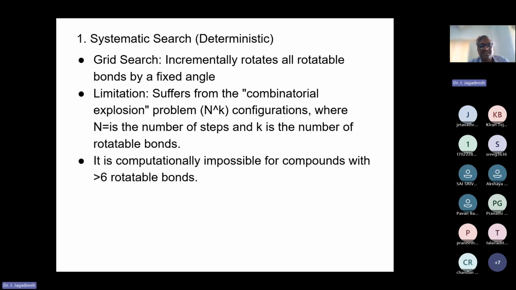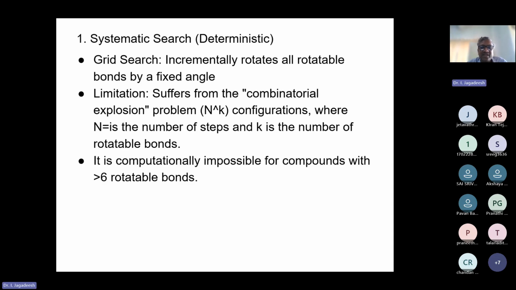The number n of steps depends upon how many angles, after how much interval of angle you want to repeat this particular iteration process. It can be 30, 60, 90 or 10. Depending upon n, the number of configurations will also increase. That is the biggest problem.